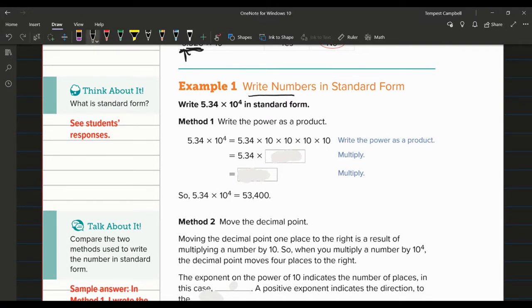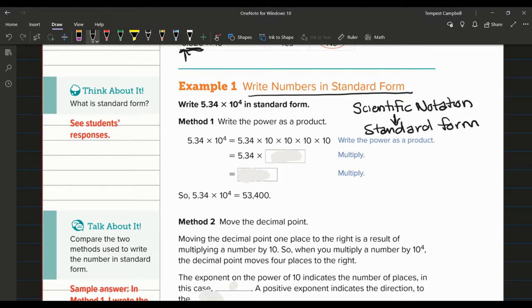All right, first example. Write numbers in standard form. Okay, so we're going to go from scientific notation into standard form. Okay, so we're starting in scientific notation and then we're going to go into standard form. So this is what we're going to call method 1, and we have a method 2. So we're going to talk about this in a couple different ways. We have write 5.34 times 10 to the power 4 in standard form.